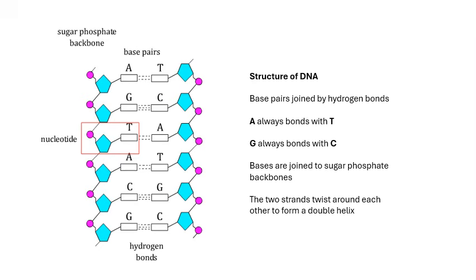Okay, so this is the structure of DNA. I talked a bit about this in the last video. So we have a sugar phosphate backbone. On this diagram, the little purple blobs are your phosphates, and the blue is the sugar. So you've got your sugar phosphate backbones, and then joining onto that you've got your bases.